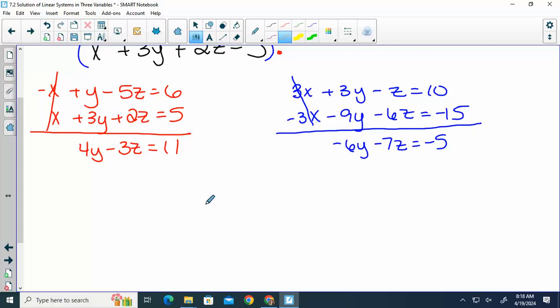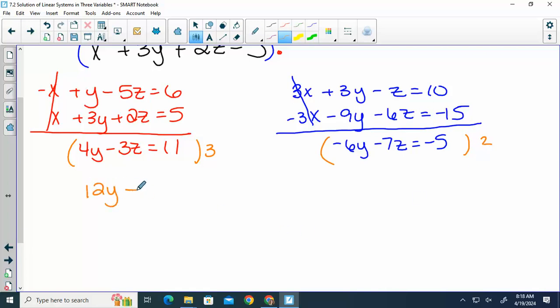I would say multiply the one in blue by 2 and the other one by 3. Okay, so we do have to multiply both to get something to cancel. So if we want to cancel the y, we have to take this times 3 and this times 2.